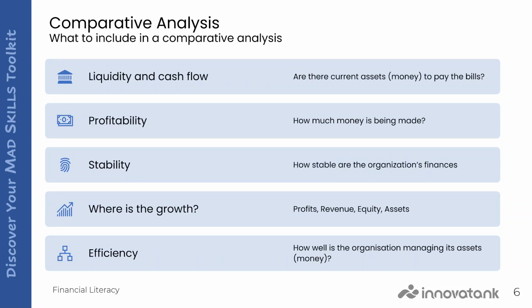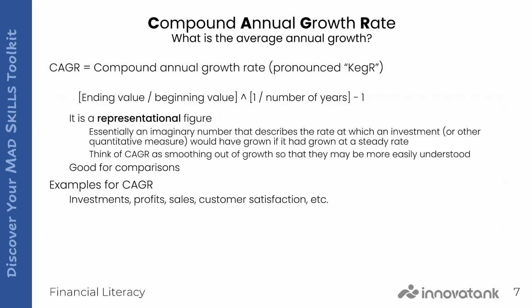On the comparative analysis side, there's things like liquidity and cash flow. So do you have enough money to pay the bills? Profitability, how much money is being made? Stability, how stable are the organization's finances? Where is the growth? Is it in profits? Is it in revenue? Is it in equity? Is it in assets? Is it in something else? And then efficiency, in terms of how well that organization is using and managing its assets or its money. And so getting a good idea of where that's coming from and comparing that to their competitors.